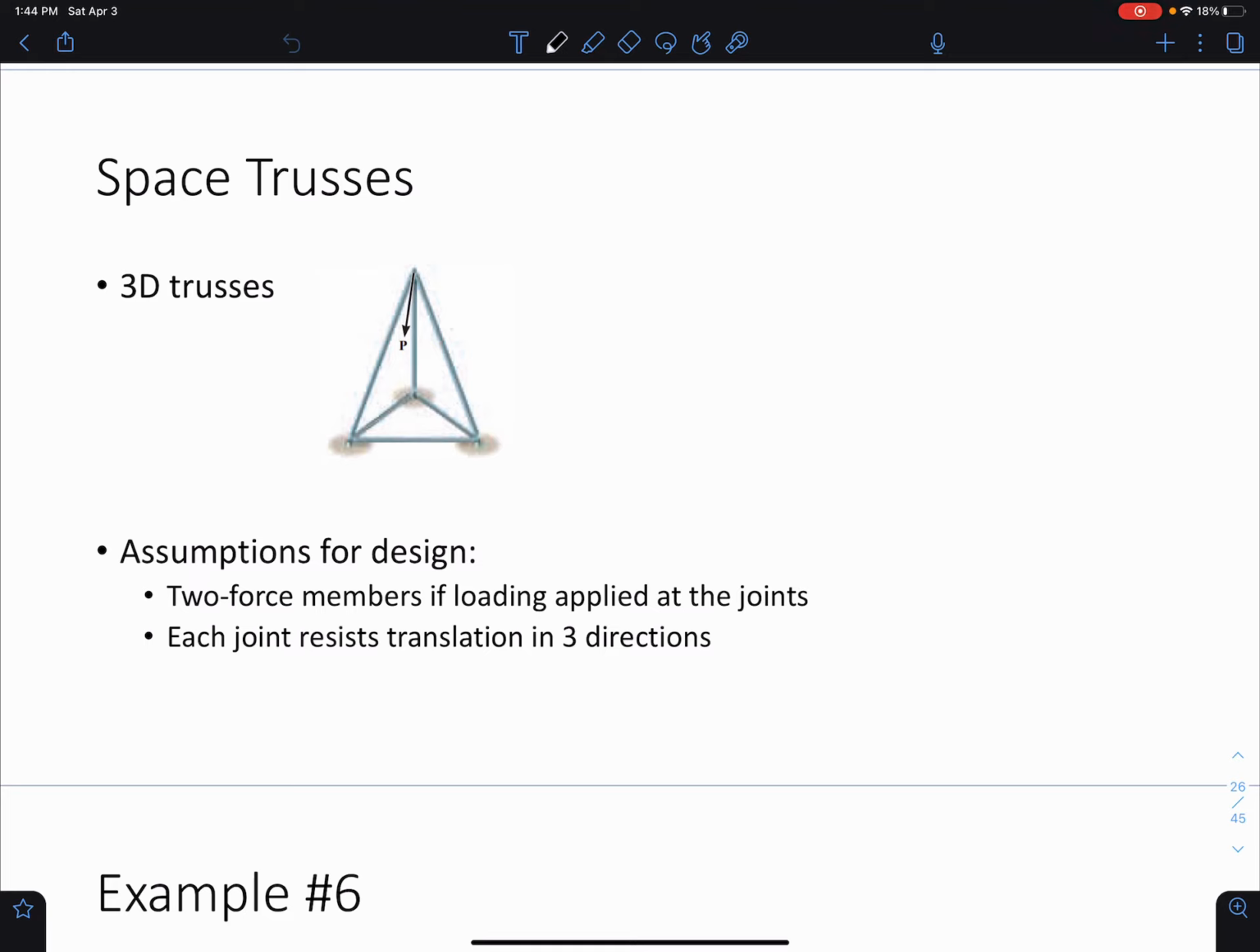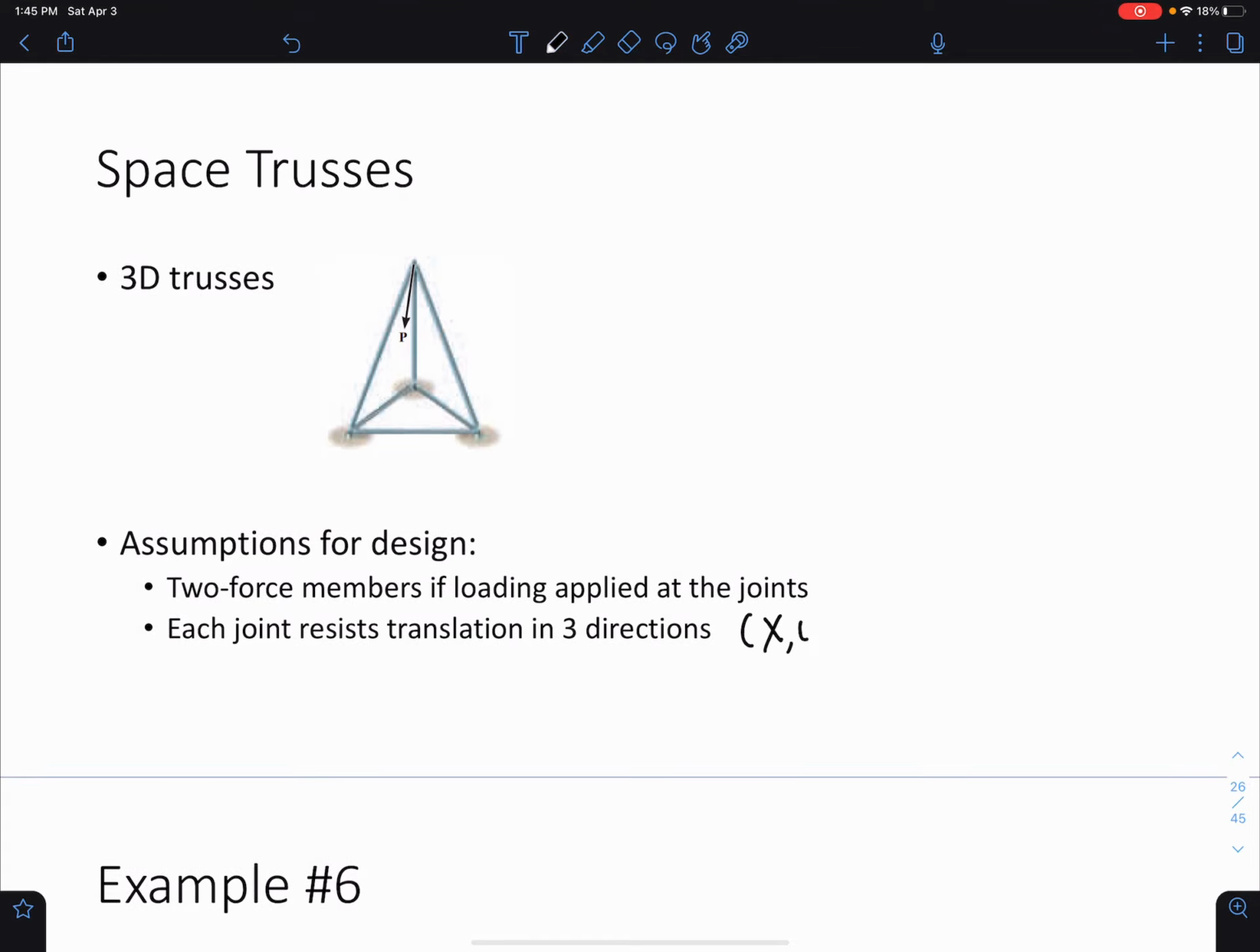and that each joint resists translation in 3 directions. So if you remember, for 2D systems, each joint resisted translation in 2 directions, in the X and the Y direction, and that's kind of the definition of a pin. So all the members are pin connected. That assumption extends to 3D truss systems, but now, of course, since we have one more dimension, translation is resisted in the X direction, in the Y direction, and in the Z direction.